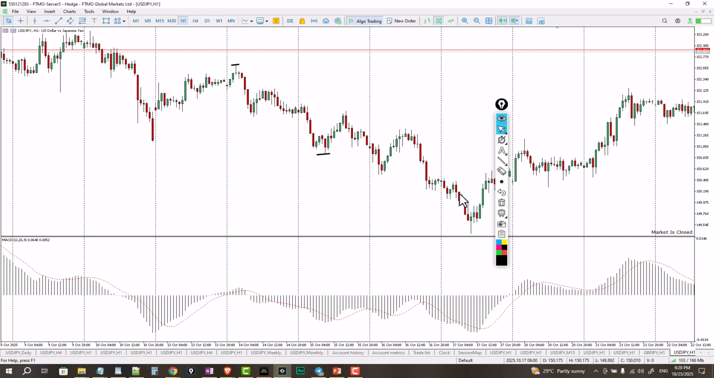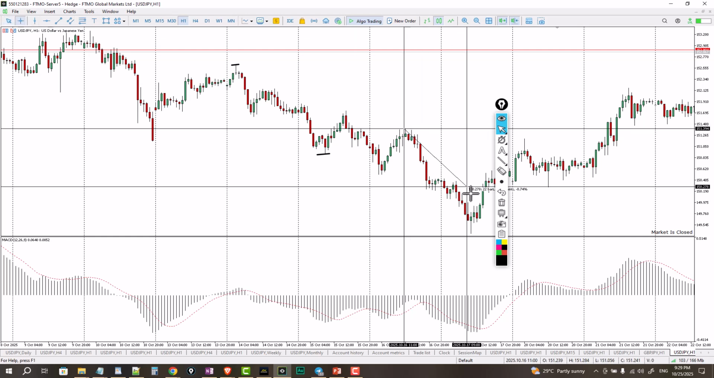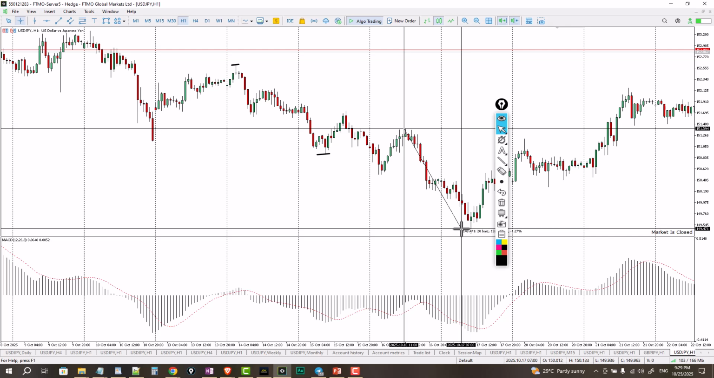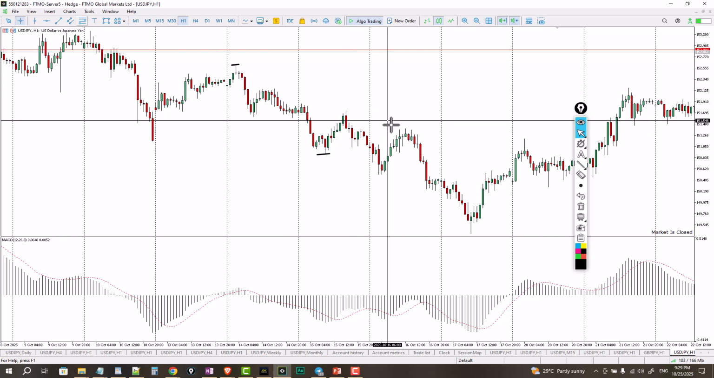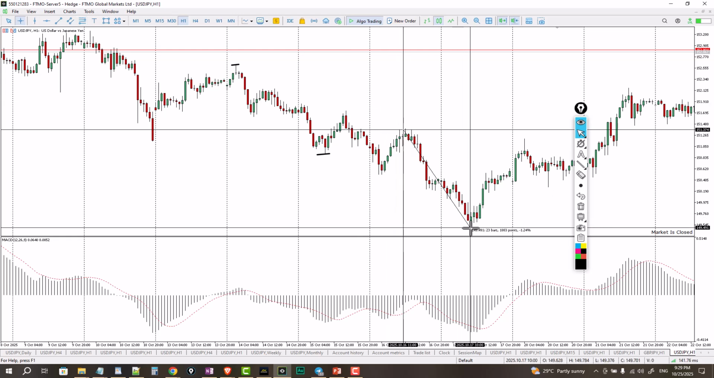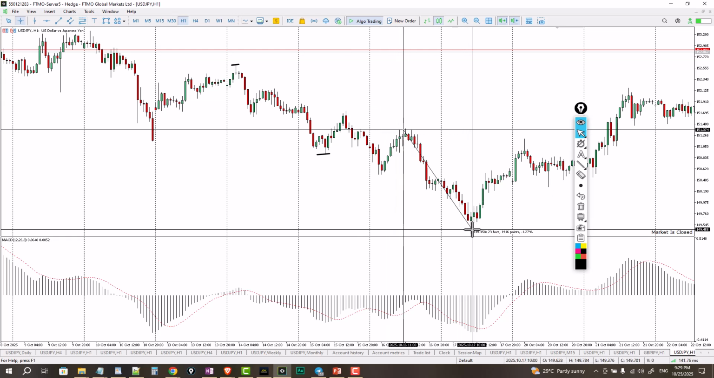But then compare this to this move. Let's say this same move: price moved from here to here, and let me quickly move this tool away from here. So price moved from here to here, and this move was like 190 pips. And price moved this distance in only 23 bars, which is like 23 hours.